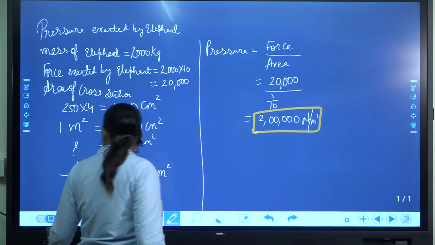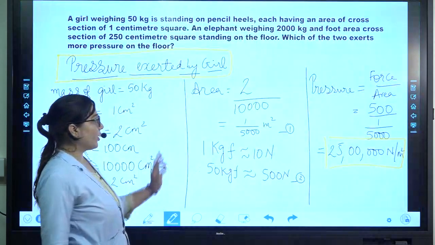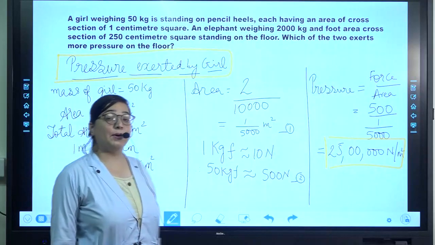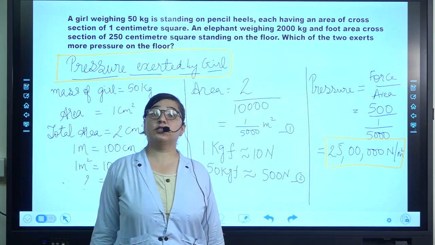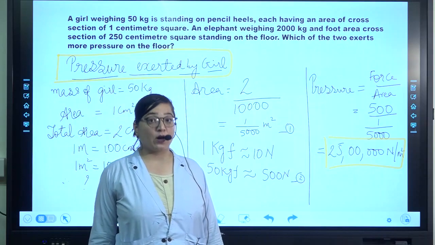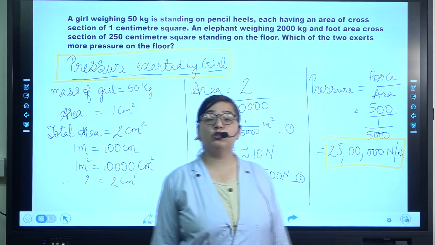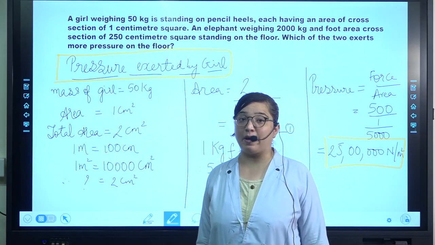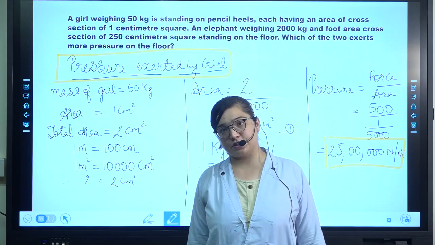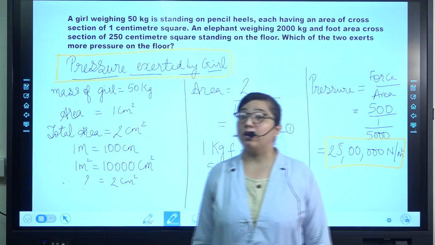So we got the values. 25 lakh Newton per meter square, that is the pressure exerted by girl. 2 lakh Newton per meter square, that is the pressure exerted by elephant. Now, comparison.